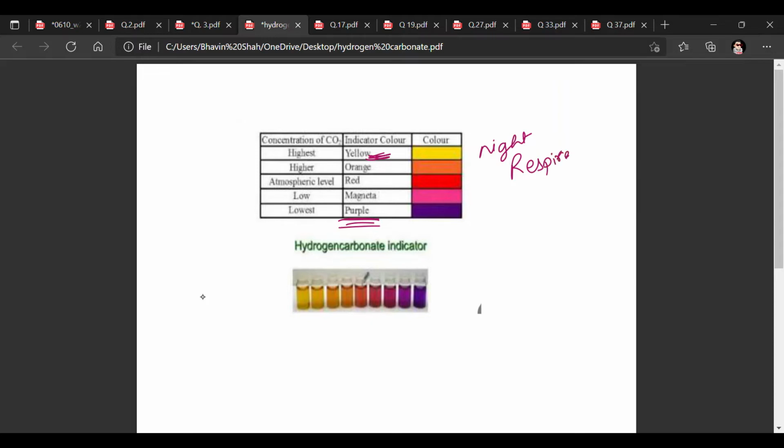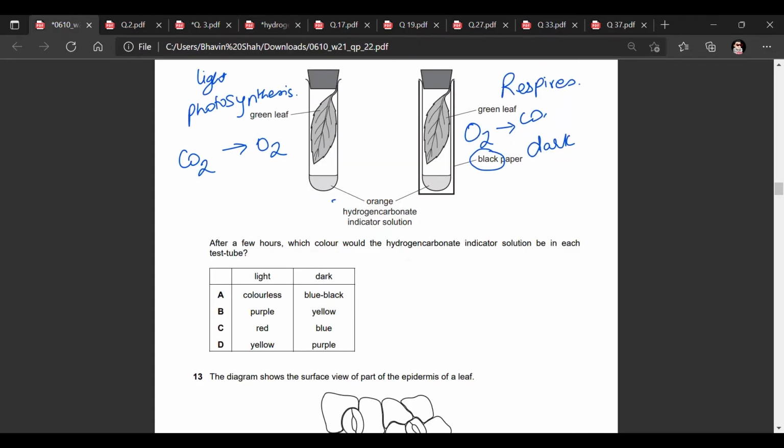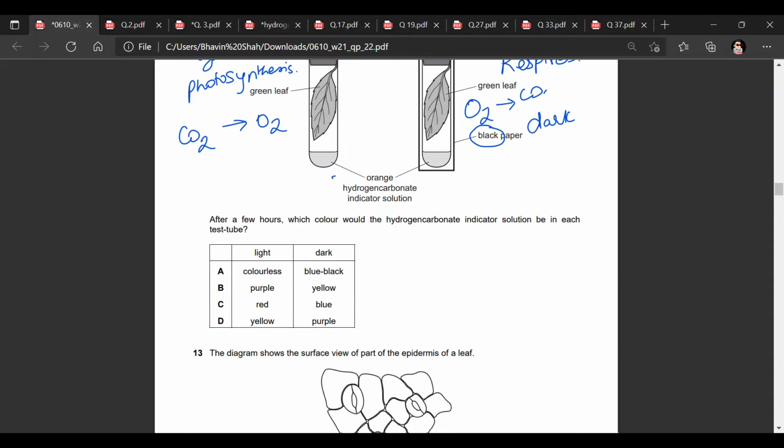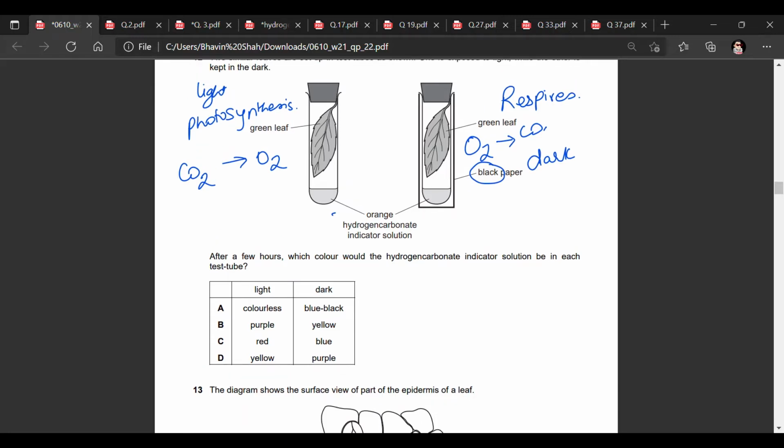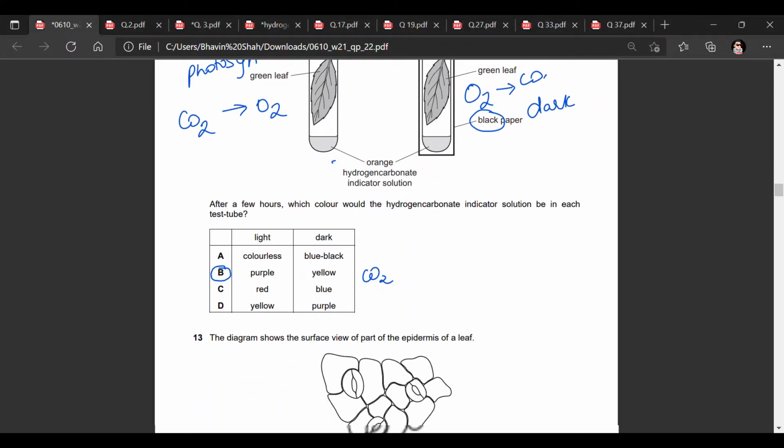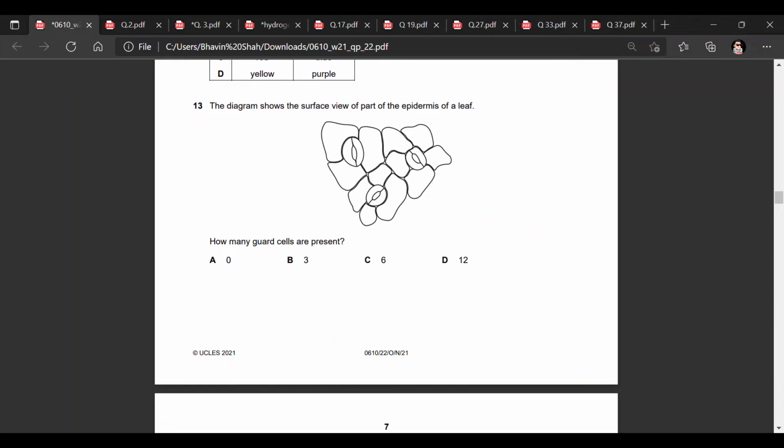Okay. So coming back to the question paper, here we are looking at which test tube is going to show what color. So in this question, in the light it is going to be purple, and in the dark it is going to be yellow because the carbon dioxide has been given out, right? So this is the whole question that we are looking at.